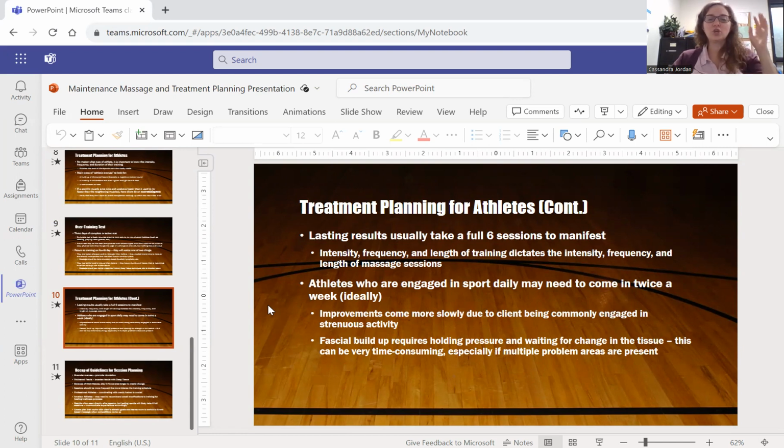All right. So athletes who engage in their sport daily may need to come in twice a week. Improvements come more slowly due to the client being commonly engaged in strenuous activity, and the fascial buildup requires holding pressure. Oh, I see what I'm saying here. I'm talking about toughies. Okay, back up. So it says twice a week, but it's really every 3 or 4 days.